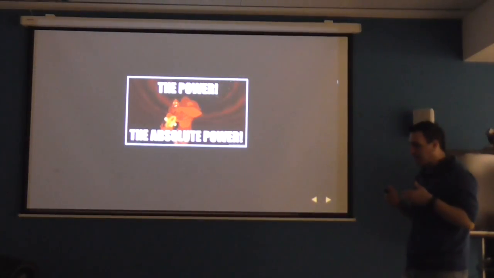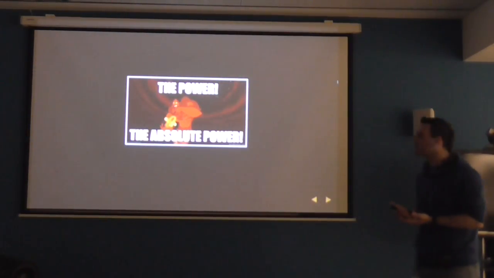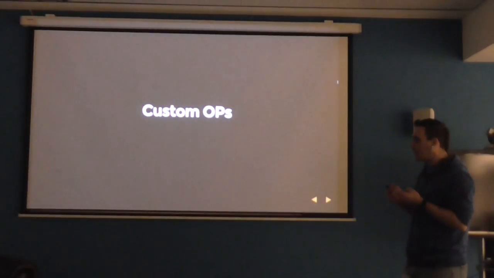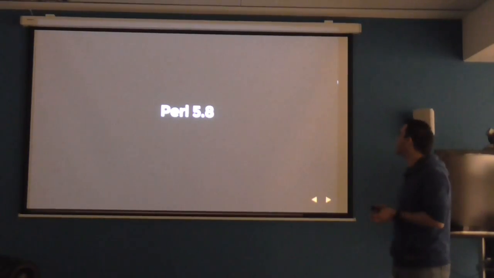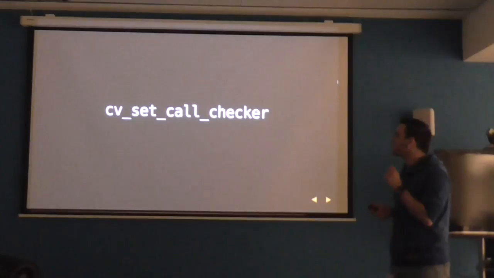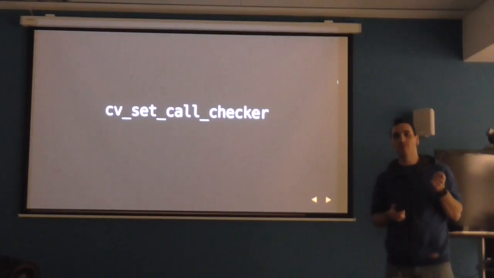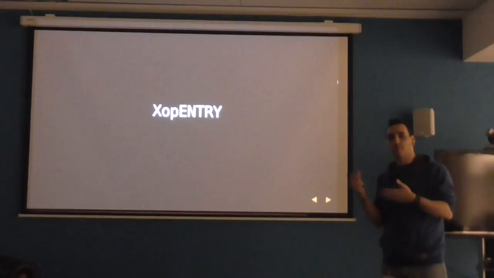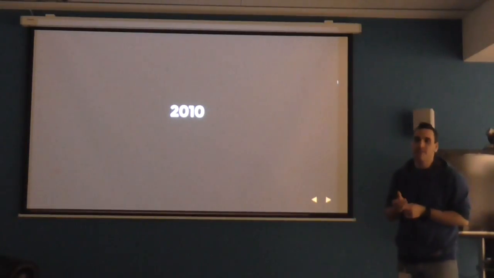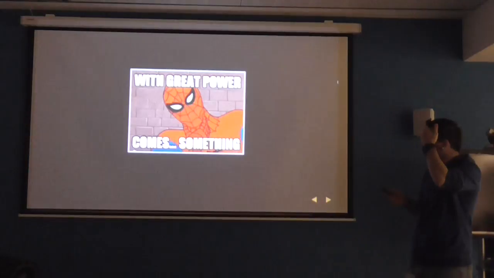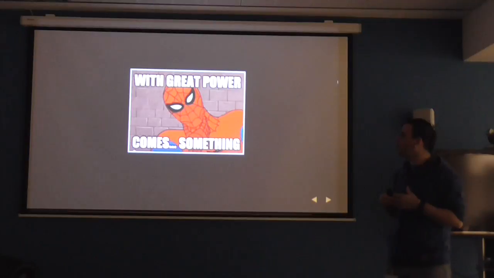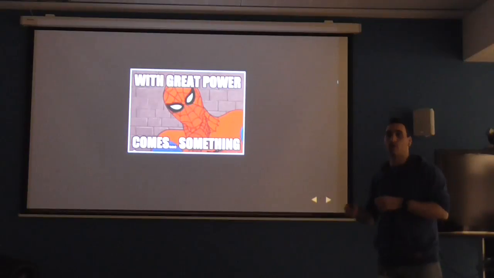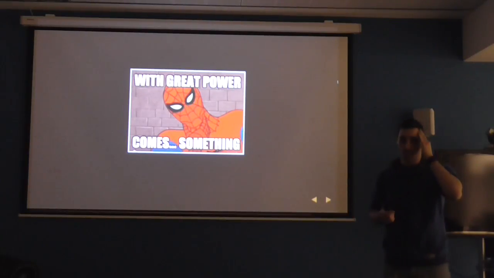So I think it showcases some really interesting abilities in Perl 5. Custom ops, interestingly enough, were actually added in Perl 5.8. I looked at it. But the CV set call checker that we're using and the XOP entry, like a lot of these bits, were actually added in 2010. There's a phrase about something with great power. So we did want to be able to support situations in which you don't have a Perl that is that recent, like only 5 years. Who knows? Red Hat is still, what, 27 years back?